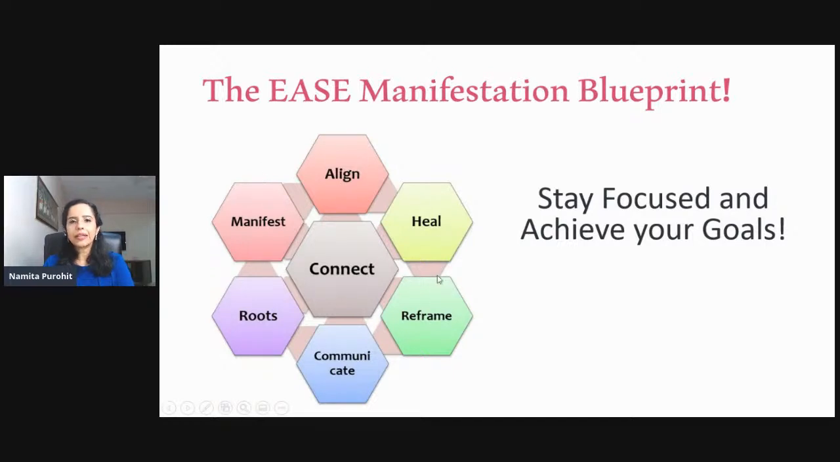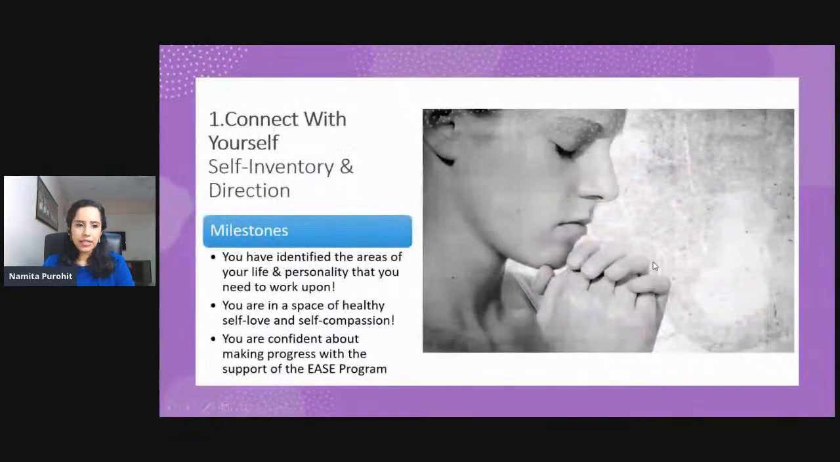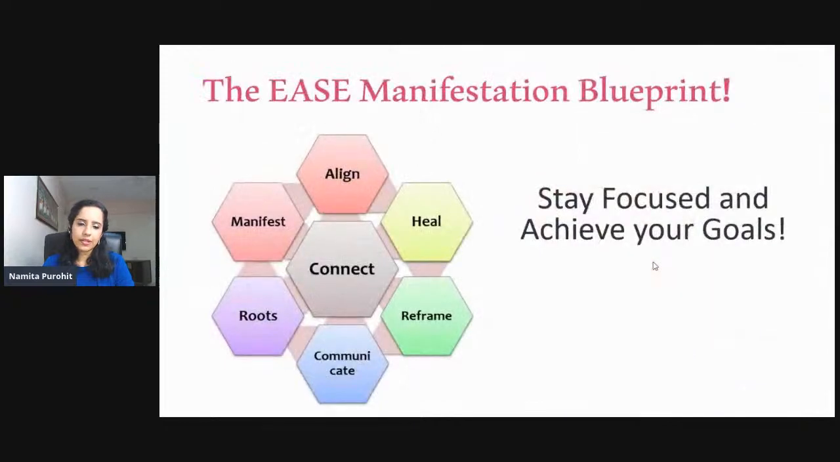Why do I put it over here? Because I want you to be healed and whole first. I want you to clear out all this stuff. And when you clear out all this stuff, then you can truly manifest and do wonderful things in your life, right? So I want you to stay focused and achieve your goals. And let's start with what this stage is all about.